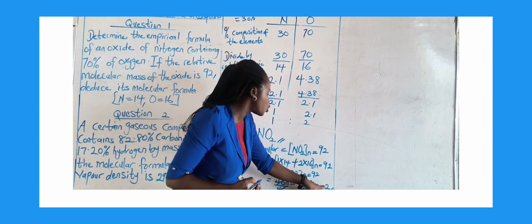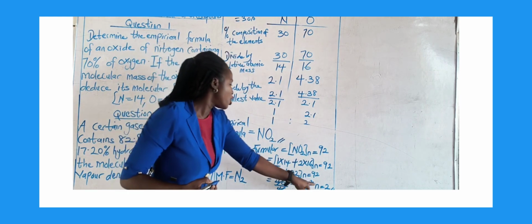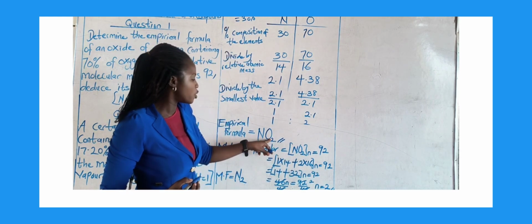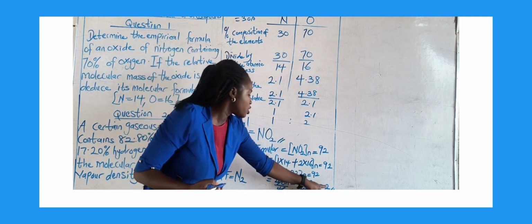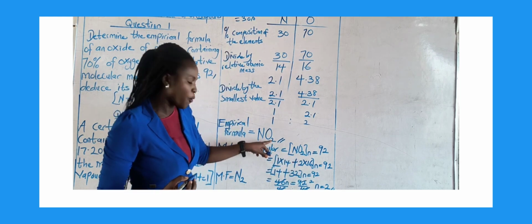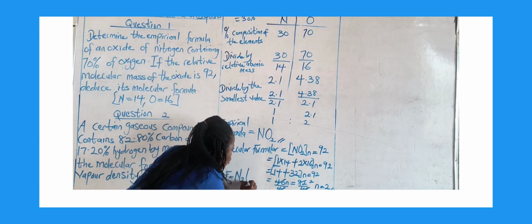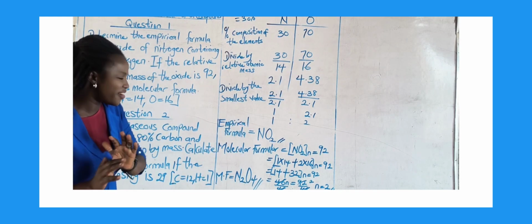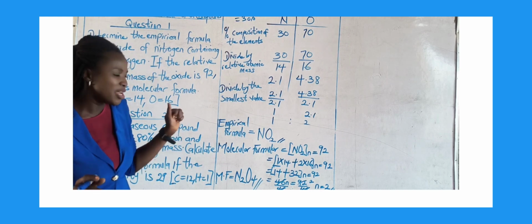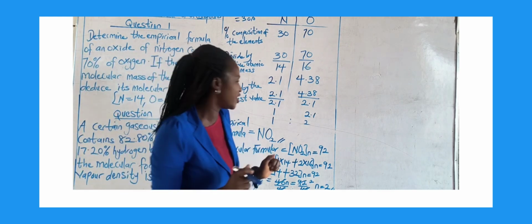So I still use this to multiply my O. That is 2 times O. You know, we have 2 here. That is 2 times 2, which is 4. N2O4. You see, I told you, very, very simple. I hope it's clear. So let's move to the second question.